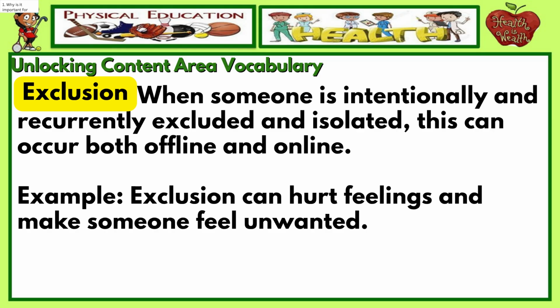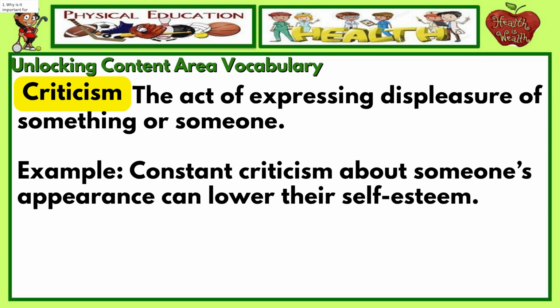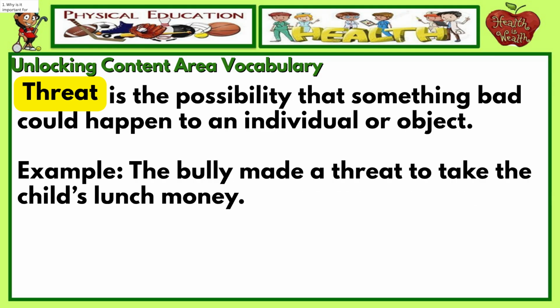Exclusion. When someone is intentionally and recurrently excluded and isolated, this can occur both offline and online. Example: exclusion can hurt feelings and make someone feel unwanted. Criticism: the act of expressing displeasure of something or someone. Example: constant criticism about someone's appearance can lower their self-esteem. Threat is the possibility that something bad could happen to an individual or object. Example: the bully made a threat to take the child's lunch money.